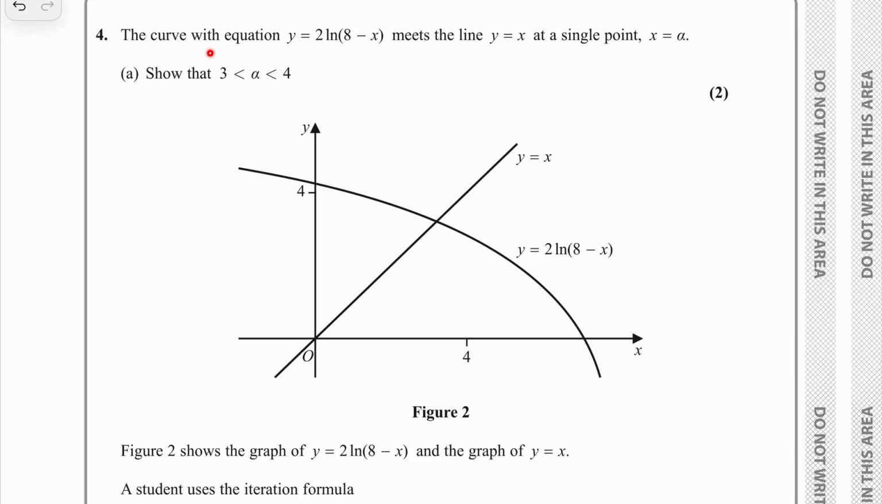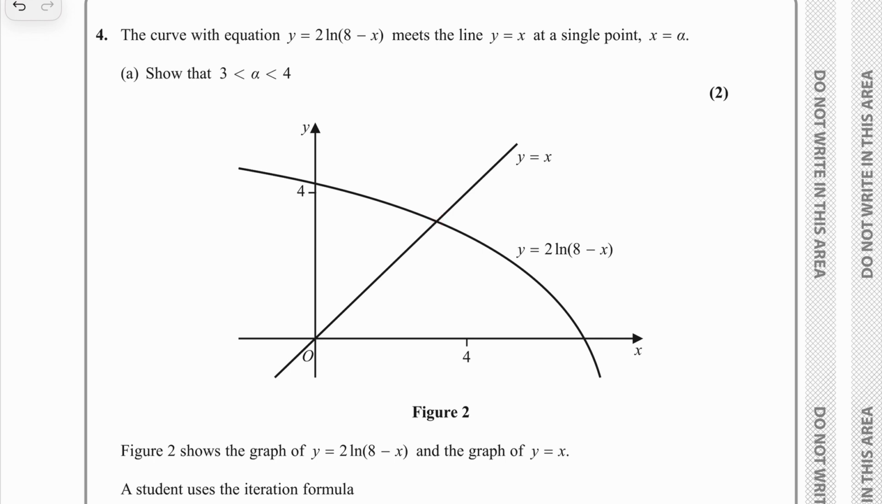We're told that the curve with equation y equals 2 times the natural log of 8 minus x meets the line y equals x at a single point, this point here, where x equals alpha. We need to show that alpha lies between 3 and 4, but does not equal 3 or 4.